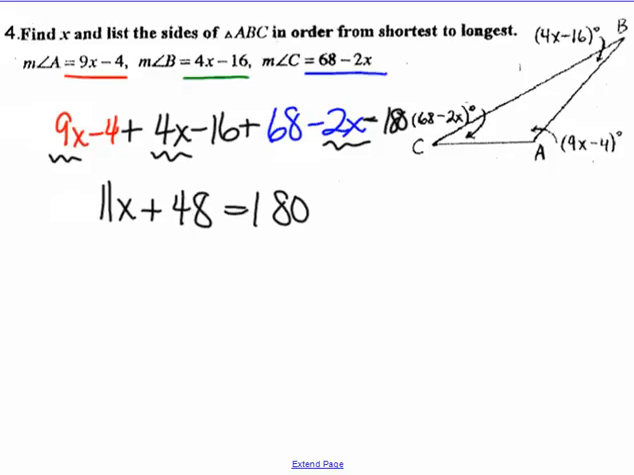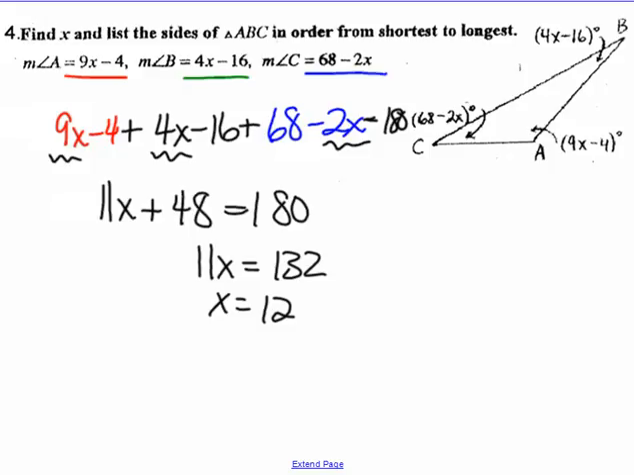So now we end up with 11x equals 132, and x equals 12. Well, we're not done yet. In order to get these measurements, we need to plug the x back into the measurements of the angles. So in this case, we got 4 times 12 up here, which is 3.